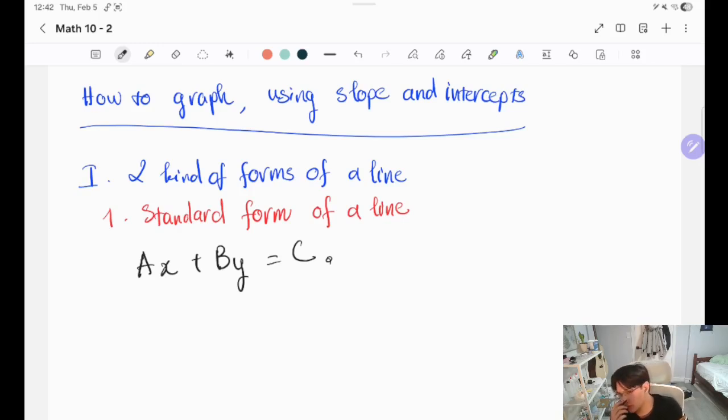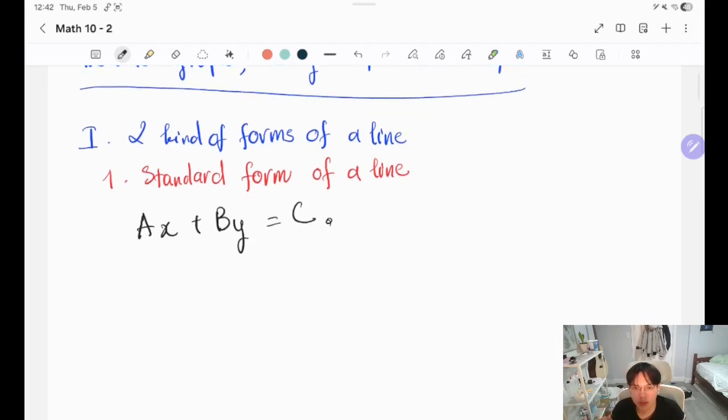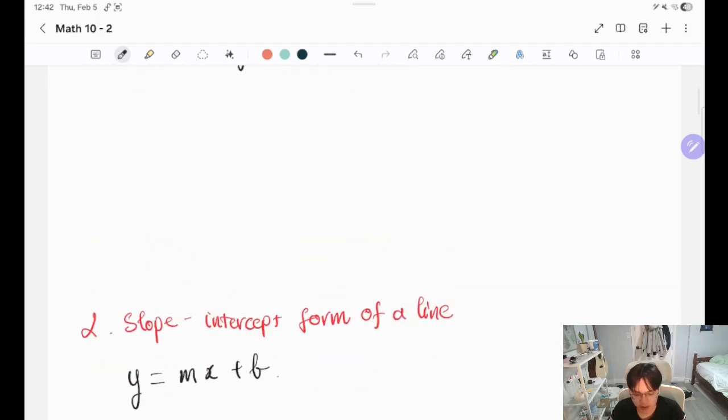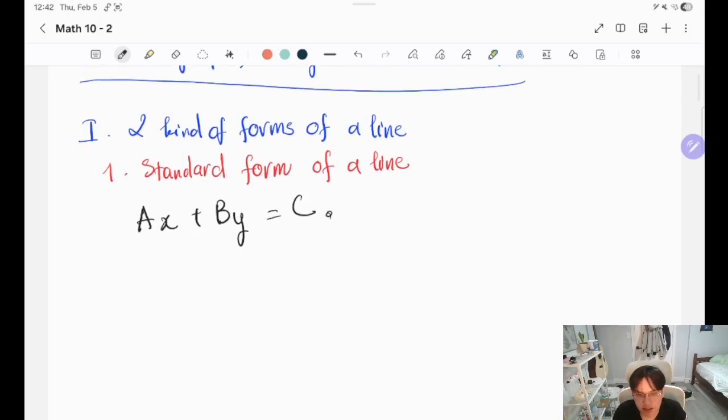So first of all, I just want to quickly mention two forms that we usually use: the standard form of a line and slope-intercept form. Let's begin with the standard form of the line. This will be like this: ax plus by equals c. And this form is usually used to find the x-intercept and y-intercept.